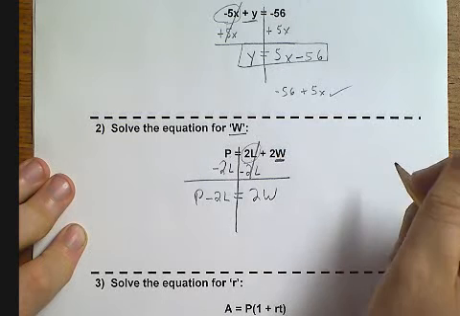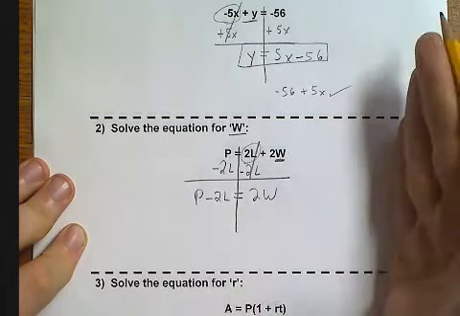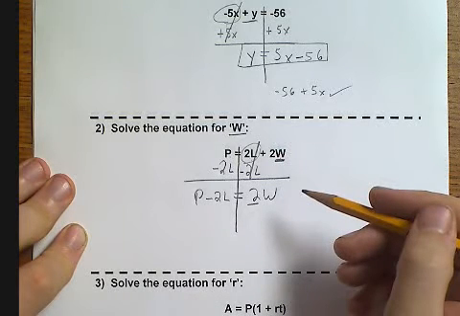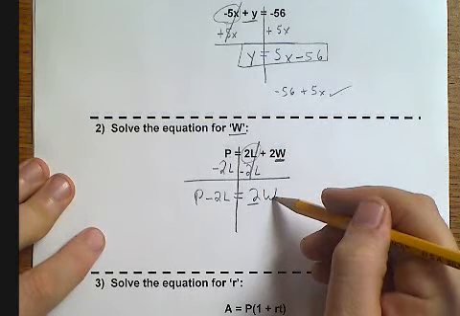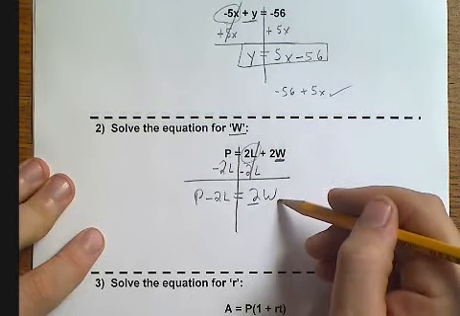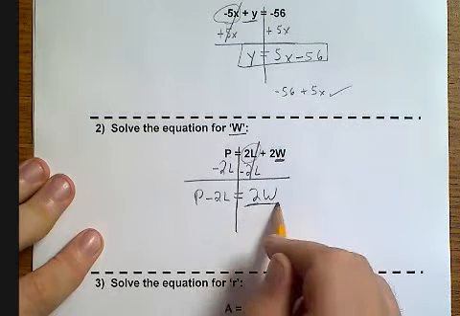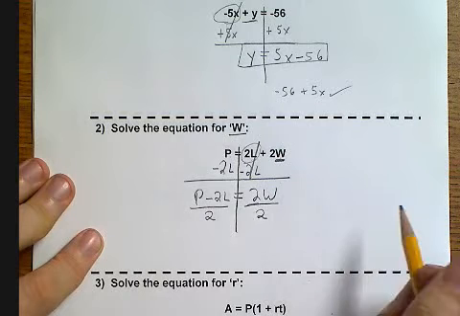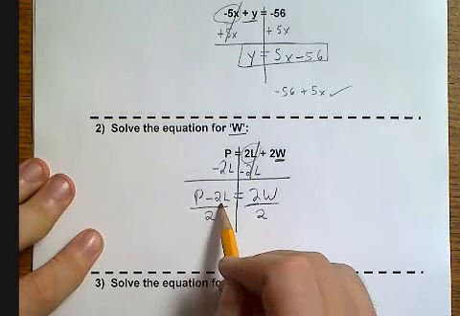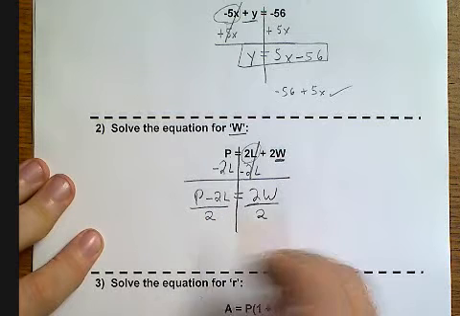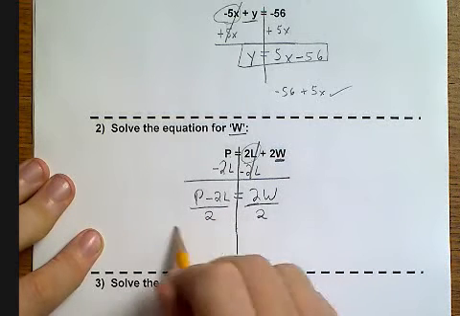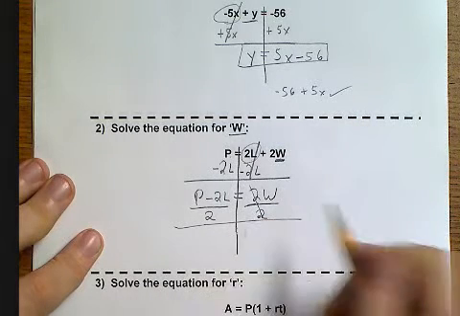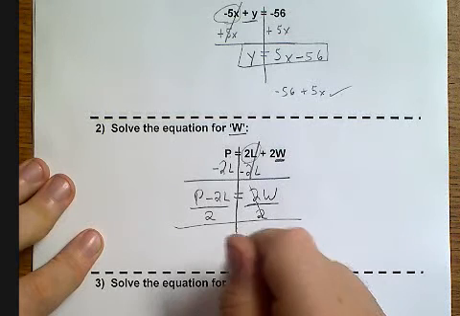2W. Now, I'm still not done. Notice that we have this 2 here. Well, I want to know what W is all by itself, not what this 2W is. So I'm going to go ahead and divide both sides by 2. Notice I didn't just divide one term over here, I divided them both. Well, over here, 2 divided by 2 is 1, and so we're just left with W.